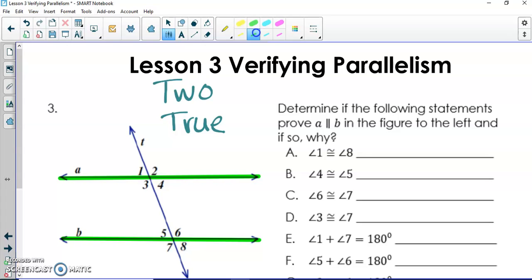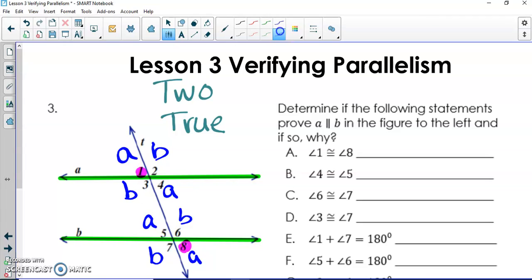So what I'm going to do is look and see what they give me. Here they've told me that angle 1 is congruent to angle 8. So I'm going to label my A's and my B's. One of the angles has to touch line A and one has to touch line B, and this is going to be true for every problem we do. Angle 1 is touching line A, angle 8 is touching line B, so that is accurate. This is good.